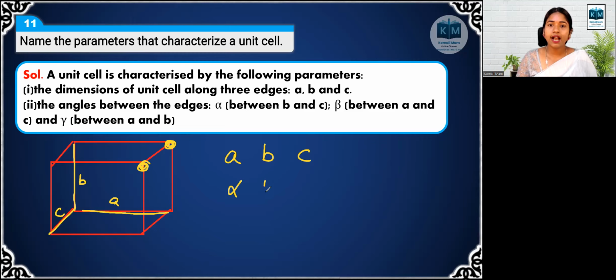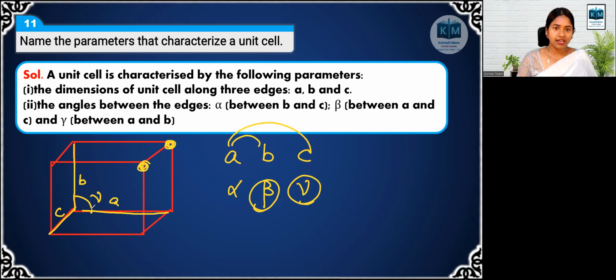Now, let us take alpha, beta, gamma as the angles. Between A and B, don't take these two, take the gamma angle. Between A and C, this will be beta. Between B and C, don't take these two, take alpha. So alpha, beta, gamma, A, B, C.